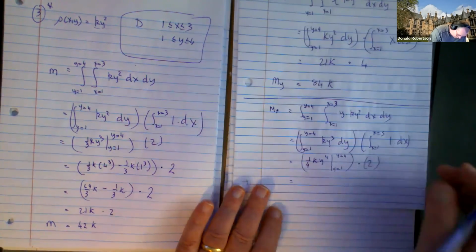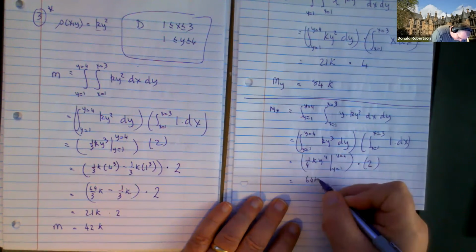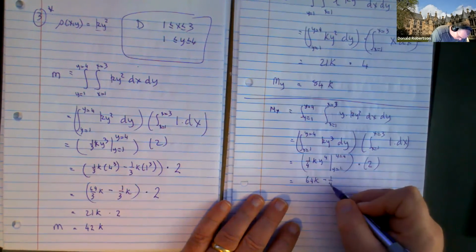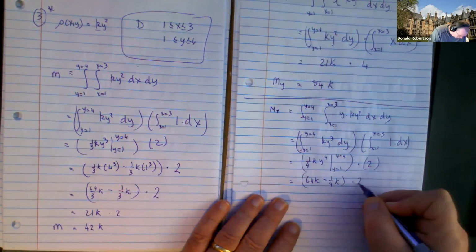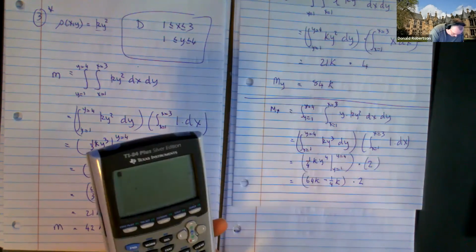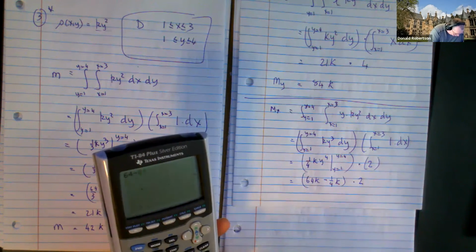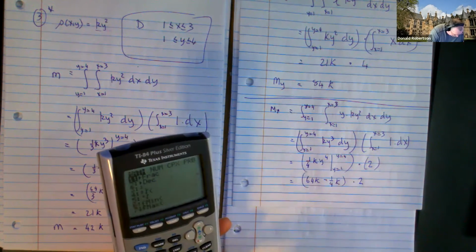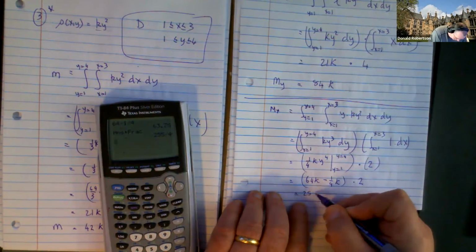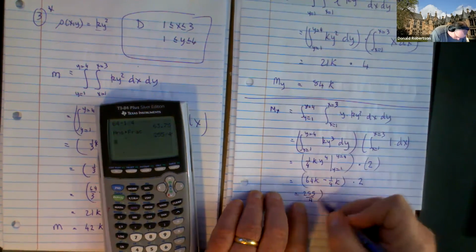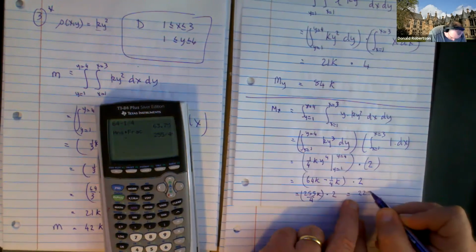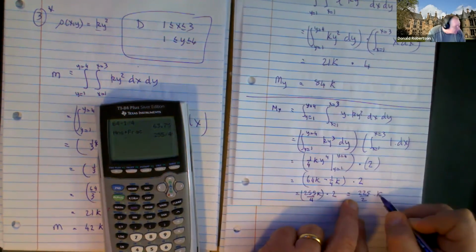If you plug in 4 here, you'll get 64k. If you plug in 1 here, you get negative 1/4 k, times 2. 64, take away 1/4, turned into a fraction, is 255 quarters. Okay, times 2, which ends up being 255 over 2 k.